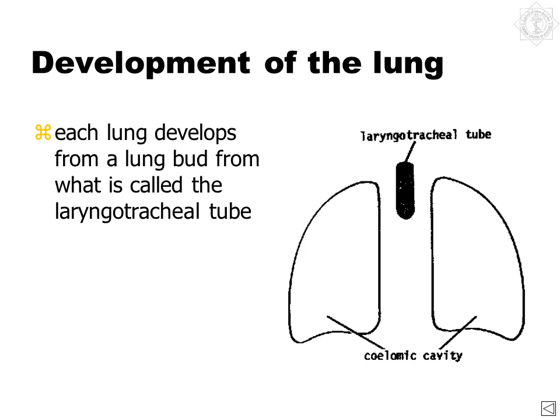Development of the lung. Each lung develops from the lung bud from what we call the laryngotracheal tube. The laryngotracheal tube is a diverticulum of the anterior aspect of the foregut.